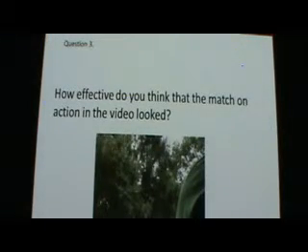I received some positive feedback from my questionnaire. One of the questions was, how effective do you think that the match on action in the video looked? A media student answered this by saying, "It looks great and was executed very well." This comment pleased me as the match on action is one of my favourite things in my video, and here it is.